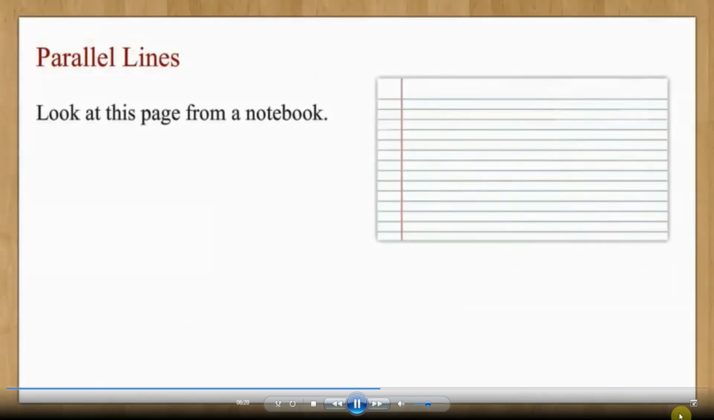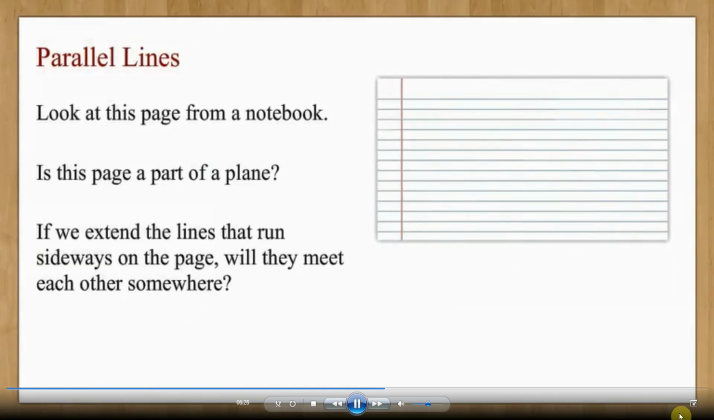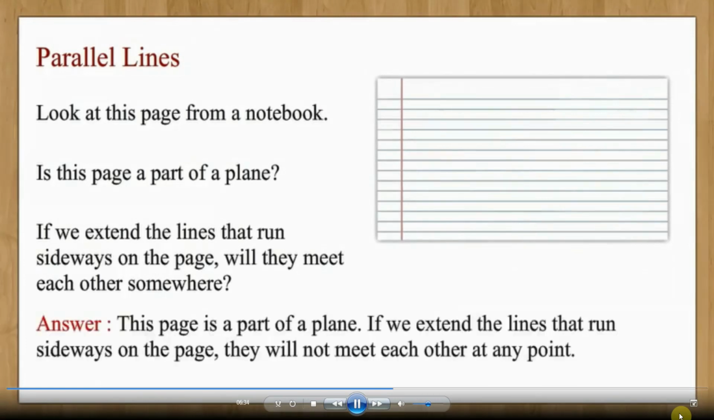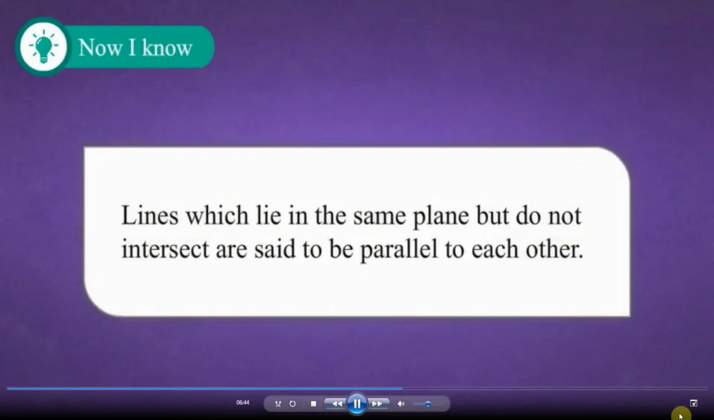Parallel lines. Look at this page from a notebook. Is this page a part of a plane? If we extend the lines that run sideways on the page, will they meet each other somewhere? Answer. This page is a part of a plane. If we extend the lines that run sideways on the page, they will not meet each other at any point. Now I know. Lines which lie in the same plane but do not intersect are said to be parallel to each other.